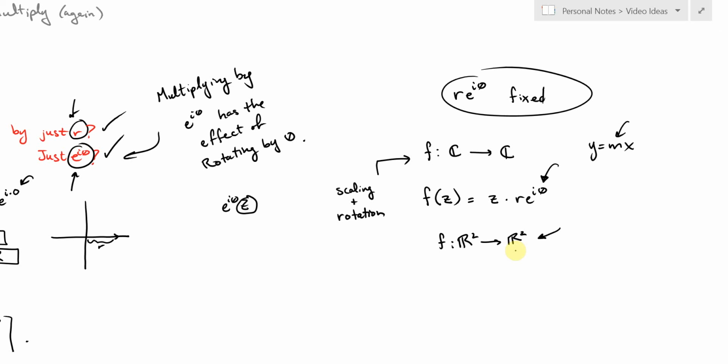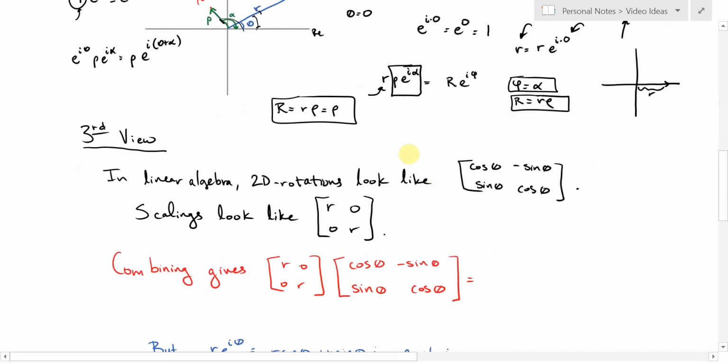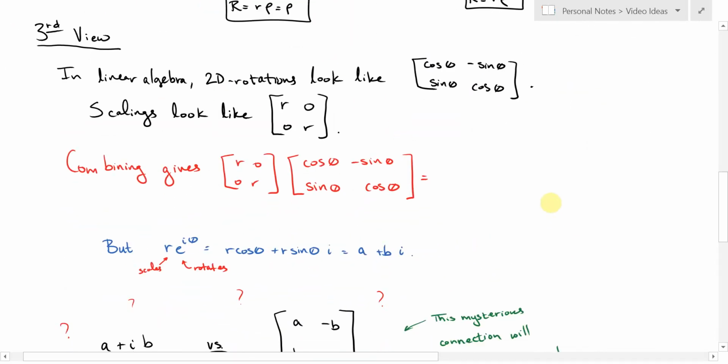I'll leave that to a course in linear algebra. But right now, you can think of this function f as a mapping from R2 to R2. These are both vector spaces, and you might wonder, for this particular mapping that I've drawn here, this kind of scaling and rotating, multiplication by a fixed complex number, is that linear or not? If you remember linear algebra, you'll probably say yes, it is, because scaling is something we know how to do with matrices, and so is rotation. So that's what the third view is going to be. I'm going to look at it from a more linear algebraic perspective.